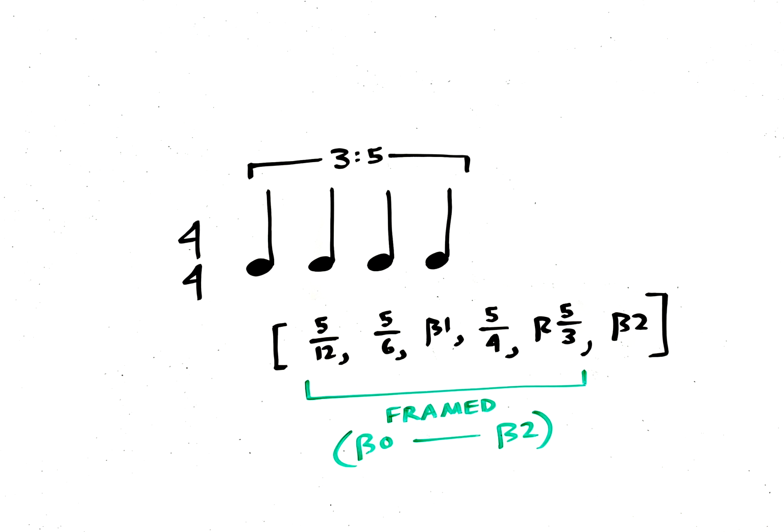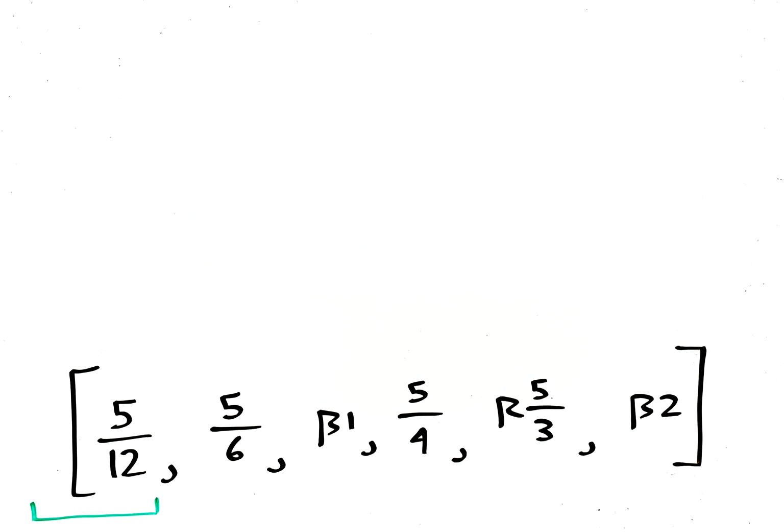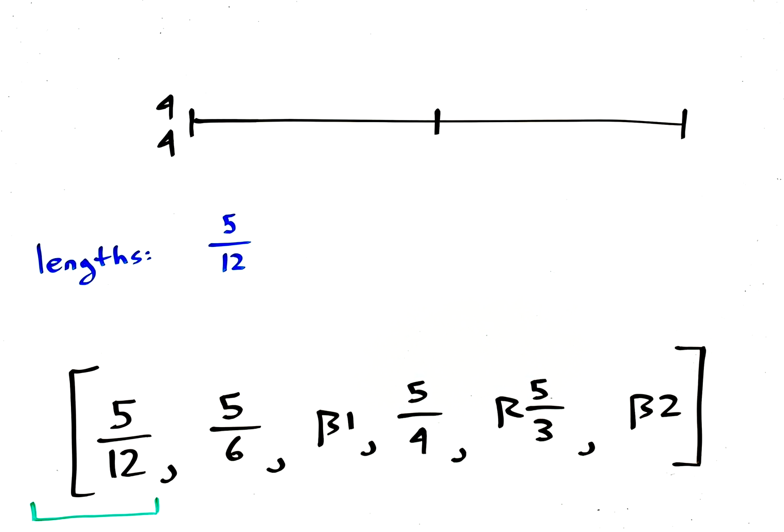To find the length of a segment, take the equation we used earlier and subtract s from both sides. Now we know that the length of a segment is the ending point minus the starting point. The first segment goes from 0 to 5/12. 5/12 minus 0 is 5/12. So the first segment has a length of 5/12. We already know how to write a 5/12 note. It's just a quarter note with a 3 against 5 tuplet over it.